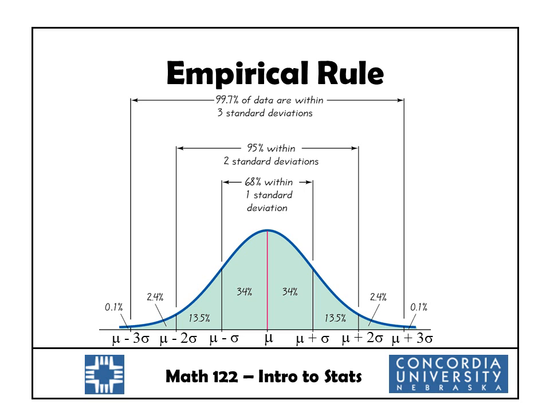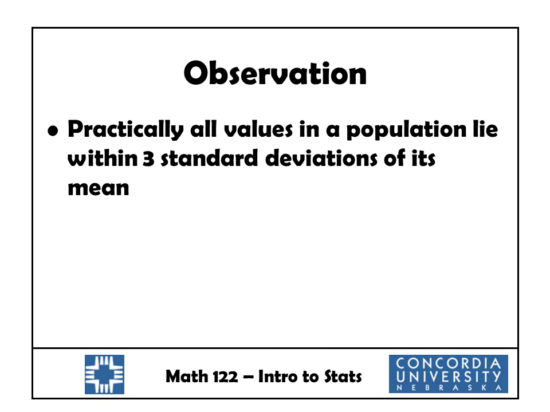Well, we can apply this empirical rule to populations with a normal distribution. In terms of populations, about 68% of the values in the population are within 1 standard deviation of the mean mu. About 95% are within 2 standard deviations, and about 99.7% are within 3 standard deviations of the mean. Well, 99.7% is practically the entire population. So practically all values in a population lie within 3 standard deviations of its mean.